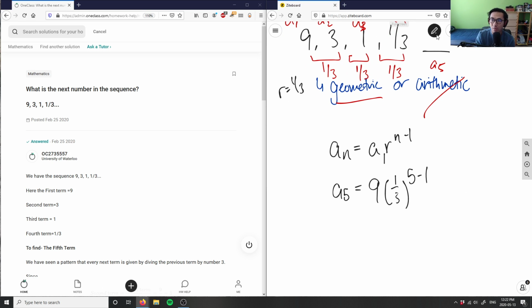And this will help us figure out what this geometric sequence is. So a sub 5 is 9 times 1 over 3 to the power of 4 here. And then all I'm going to have to do is use my calculator to figure this out, right? To the power of 4.